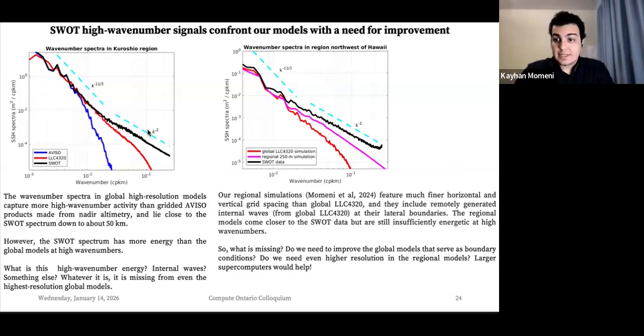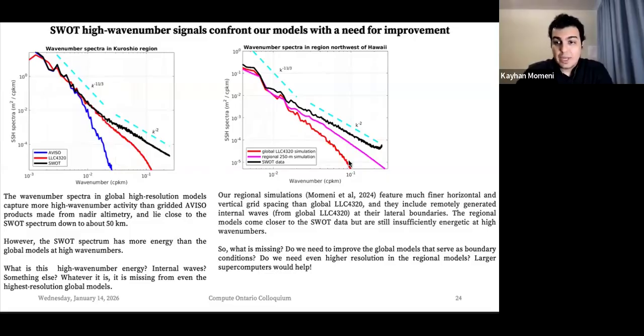What's shown here is the internal wave spectrum in wavenumber space. The blue curve here is abyssal, which is basically our previous observational understanding of sea surface height variability. The red curve is LLC 4320, and the black is SWOT. And you can see at larger scales, LLC 4320 captures a substantial fraction of the internal wave spectrum. But as we move to smaller scales, it clearly falls short compared to what SWOT is now observing.